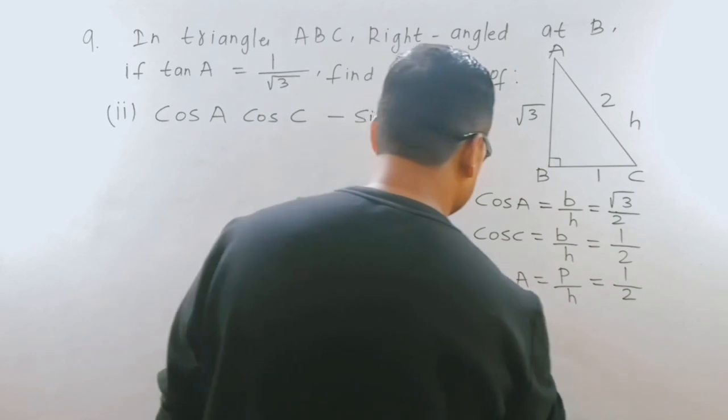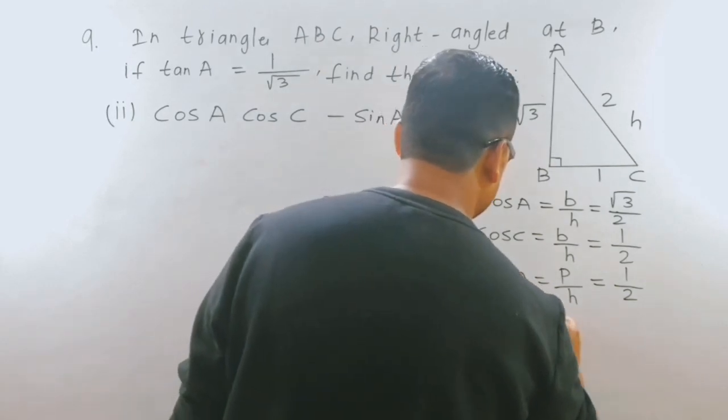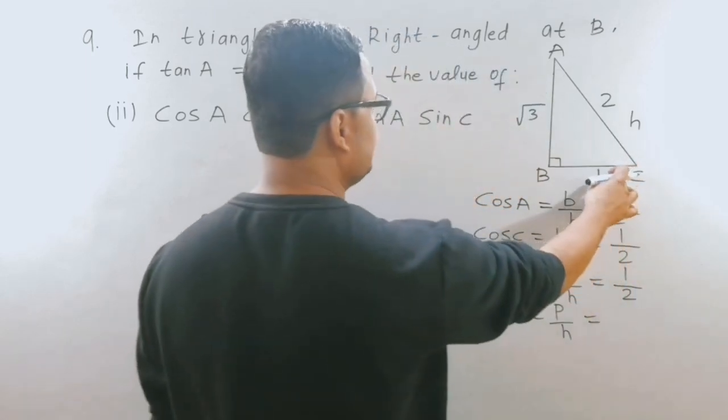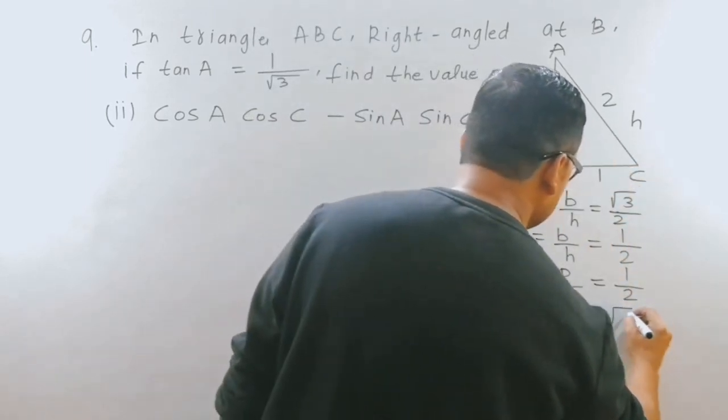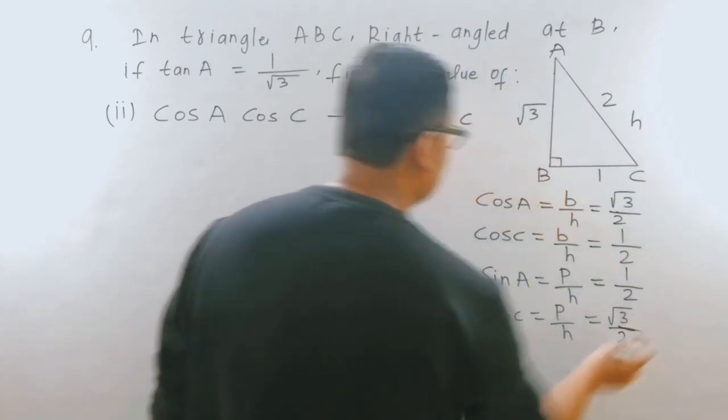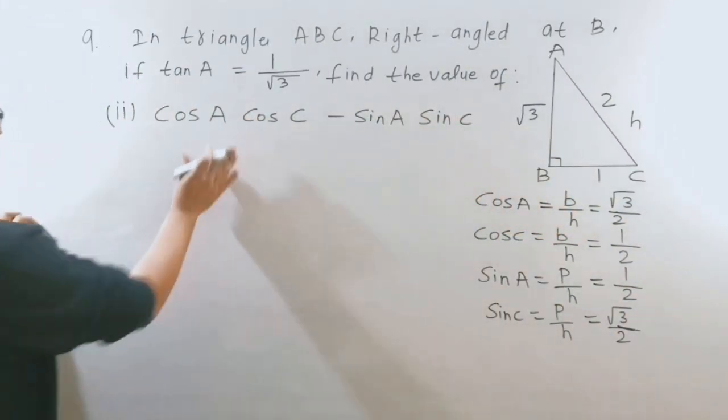Then sin C, again P by H. For this angle C, perpendicular is root 3, hypotenuse is 2. Now we got the values. Now simply put the values here.